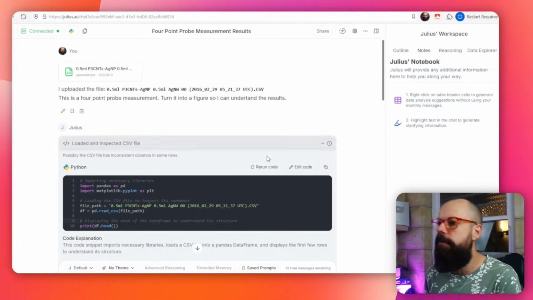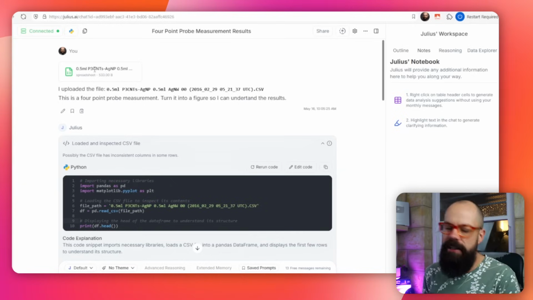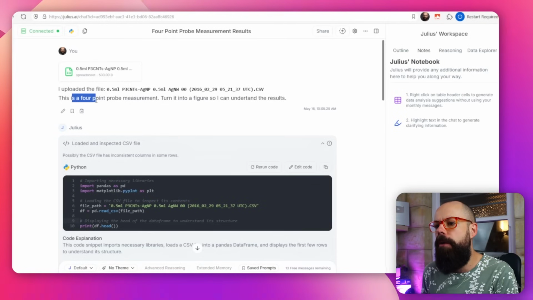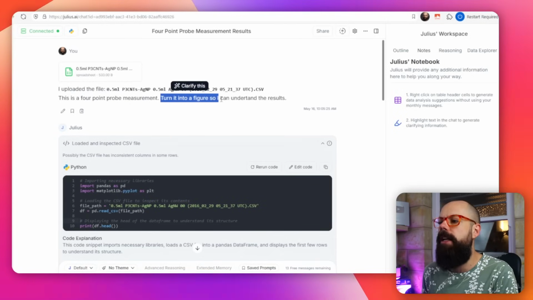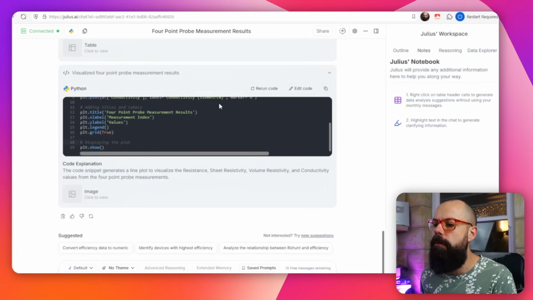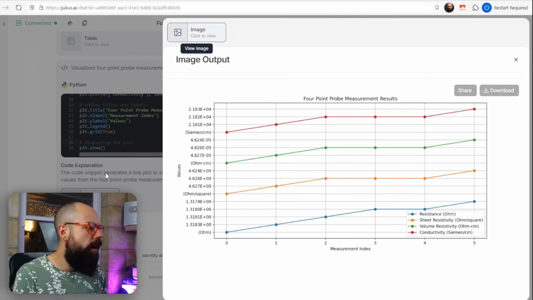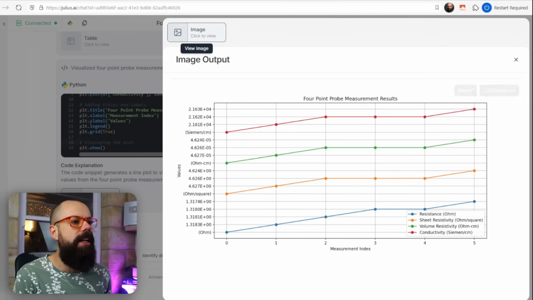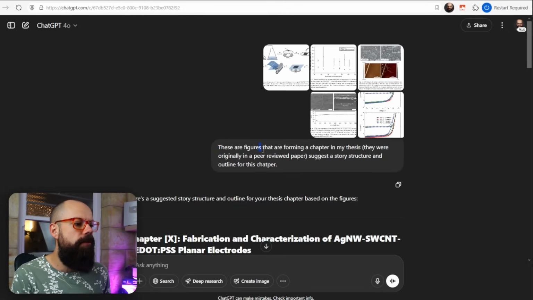This is Julius, and I've put in some raw data. The raw data was just direct from a machine, and I've said this is a 4-point probe measurement. Turn it into a figure so I can understand the results. And essentially throughout your PhD and research, you need to be generating these kind of visual representations of your research. So here we are, it did all of the thinking for me, and down here it kicked out this. Nice! That is something I can use to start understanding my data, coming up with research stories. I could then put that into something like ChatGPT and say, create a research story.